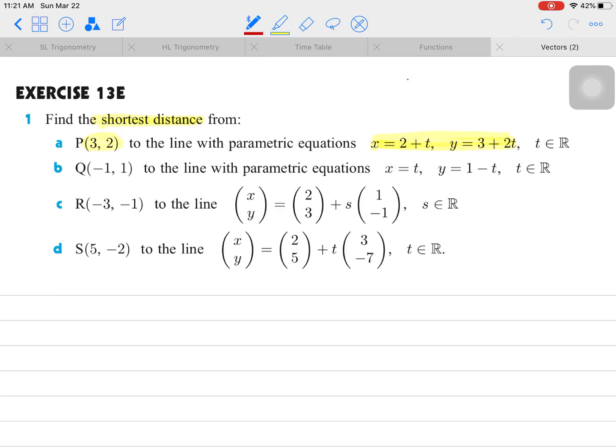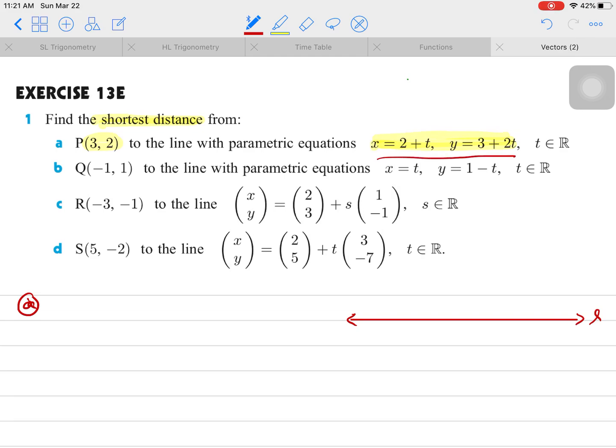So I'm going to draw a line first. Let's say that's the given line, the given line L. Question A here. So we have a line L, and its equation is x equals 2 plus t and y equals 3 plus 2t.